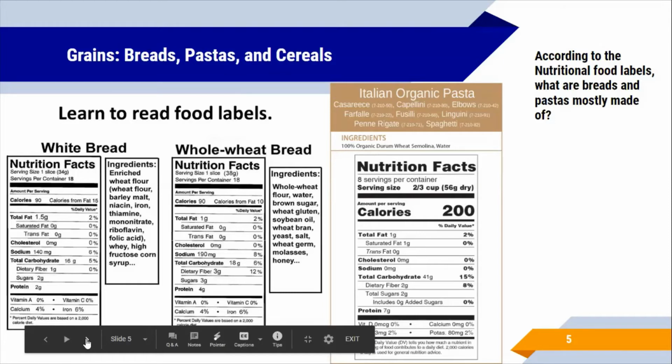Remember, you have white bread, whole wheat bread, and organic pasta food labels. Be sure to look at all 3. 1 more minute.